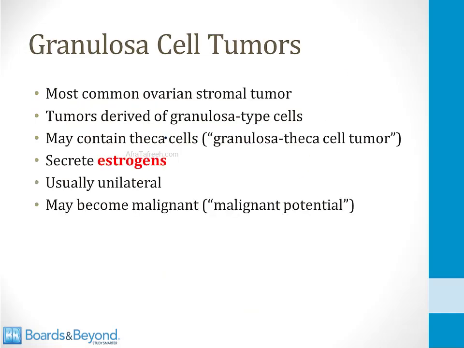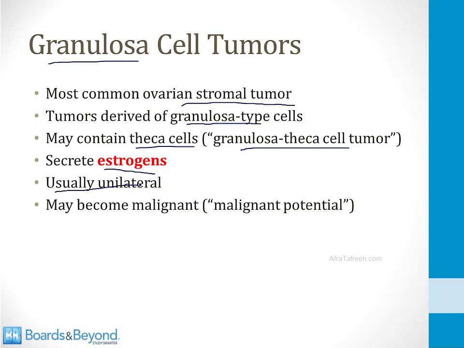We'll start with the granulosa cell tumors. These are the most common ovarian stromal tumor. They get their name because they are derived from granulosa-type cells. They sometimes also contain theca cells, and then they are called granulosa theca cell tumors. Importantly, these tumors secrete estrogen, and as we'll see in a minute, that's responsible for some of the clinical features, and that's easy to remember if you know that the granulosa cells normally produce estrogens in the ovary.